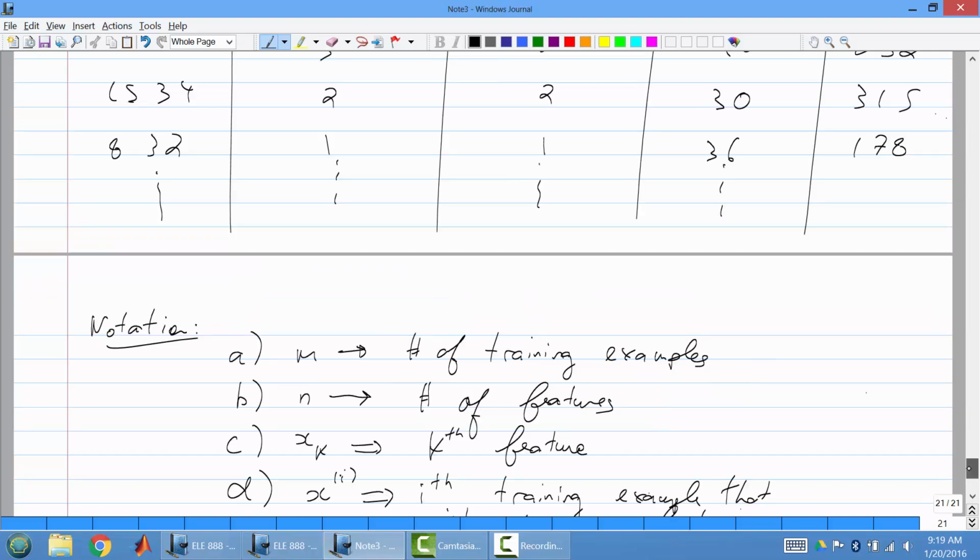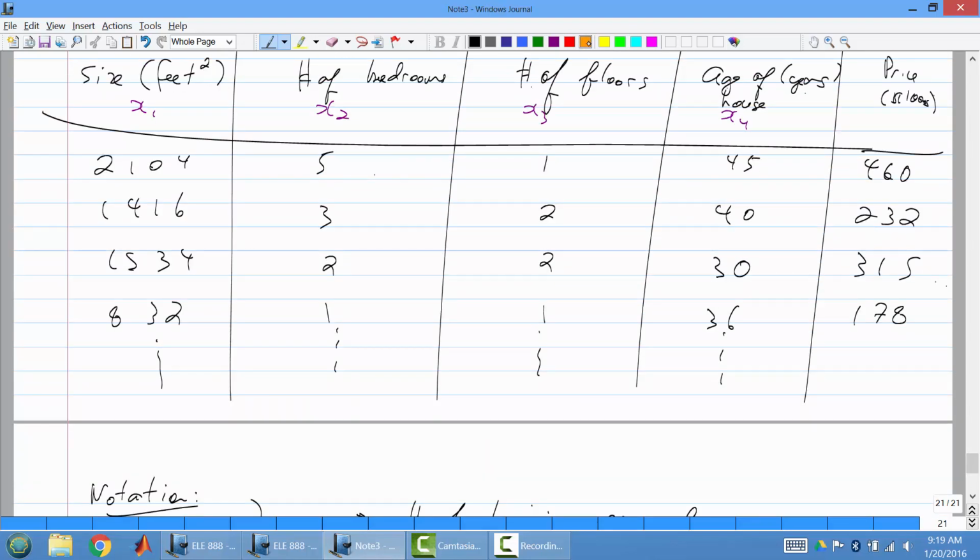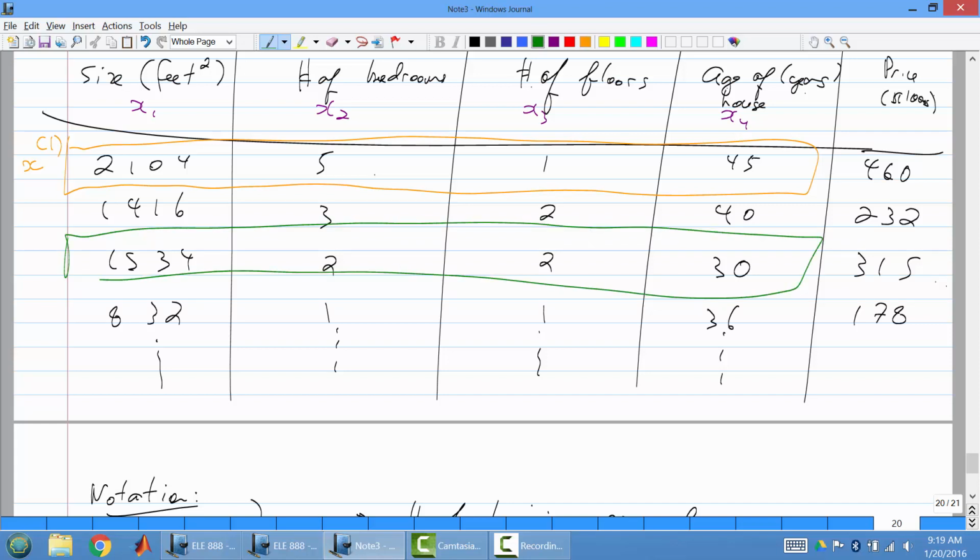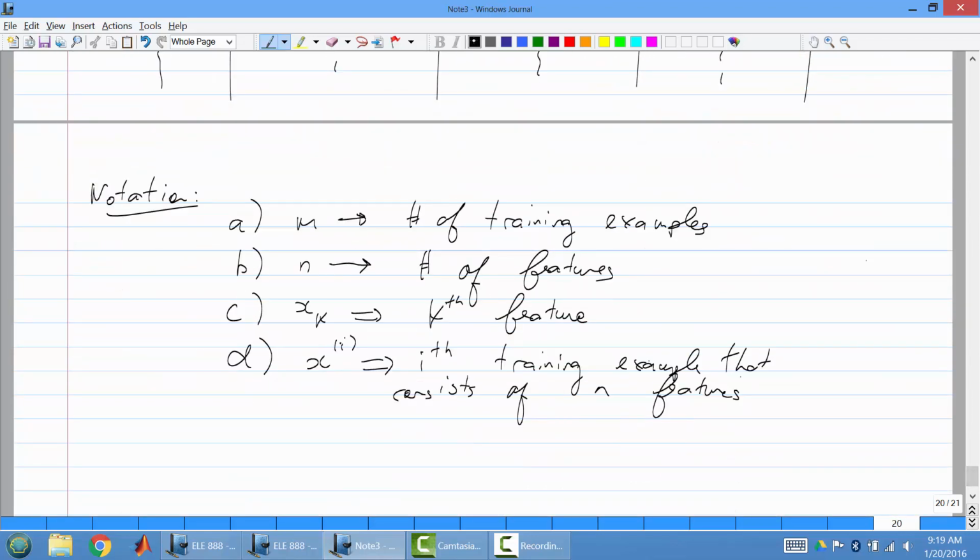For example, if we take a look up here, this entire row here is X1, and then this whole thing here will be X3. So each training example consists of multiple features. You have X1, X2, and so on, and then X would be the actual example.